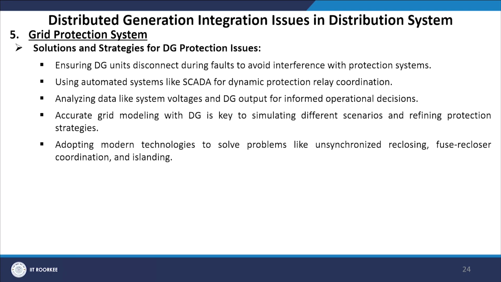Now, solutions and strategies for DG protection issues. So, what we need to do is ensure DG units disconnect during a fault to avoid any interference with protective systems. Use automated systems like SCADA for dynamic protection relay coordination, analyzing data like system voltages and DG output for informed operational decisions. Accurate grid modeling with DG is the key to simulating different scenarios and refining protection strategies. Adopt modern technologies to solve problems like unsynchronized reclosing, fuse reclosure coordination, and islanding.